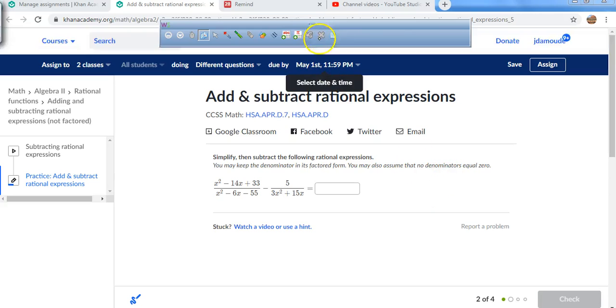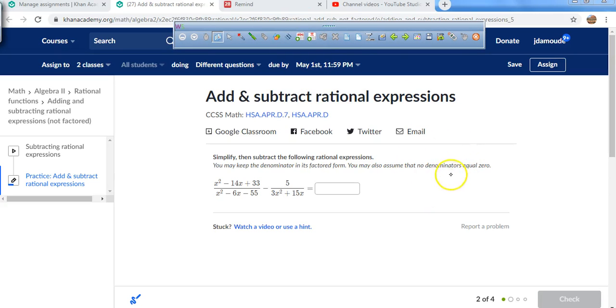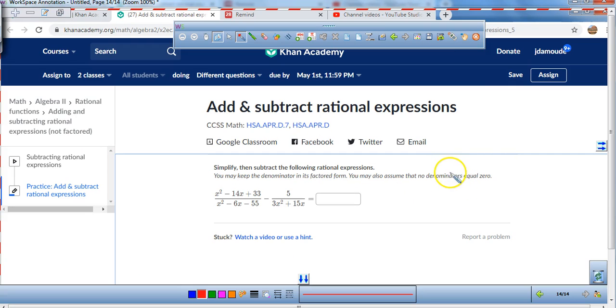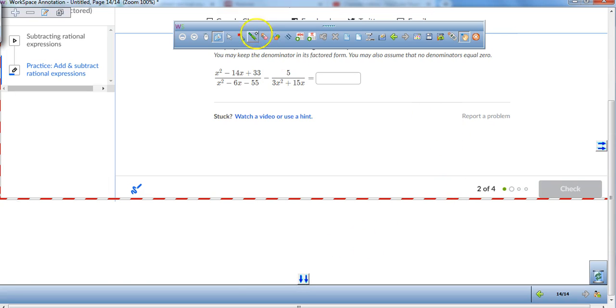We are going to go over 3 problems today on how to add and subtract rational expressions. We are going to keep our denominator in its factored form, and we're also going to assume that no denominators are going to equal 0. So make sure you are ready to go. Have a scratch piece of paper, your journal, whatever you're doing your work on. We're going to go ahead and do this step by step.